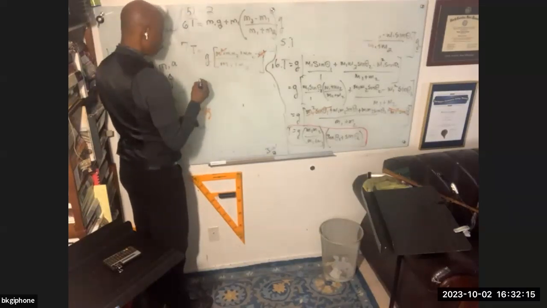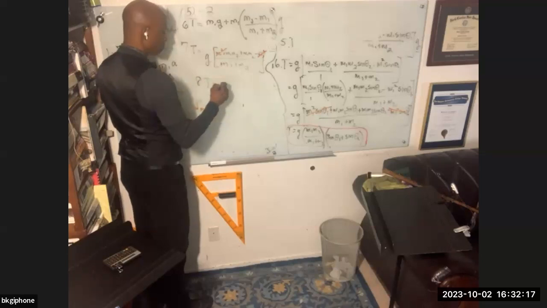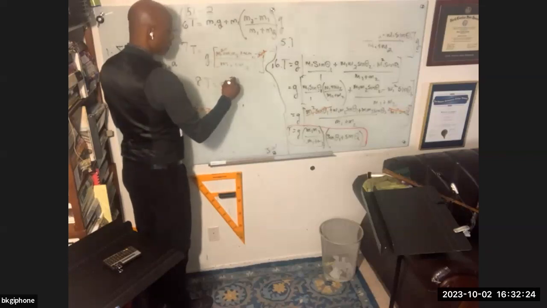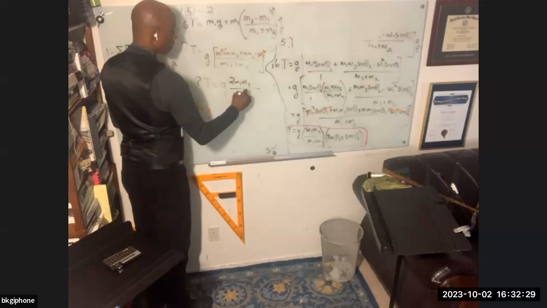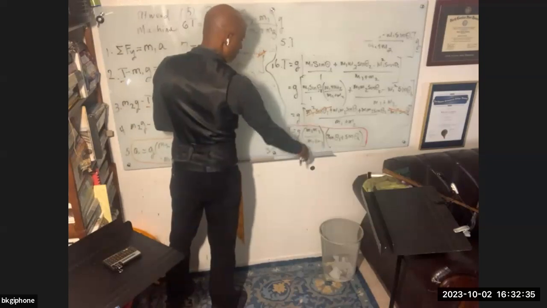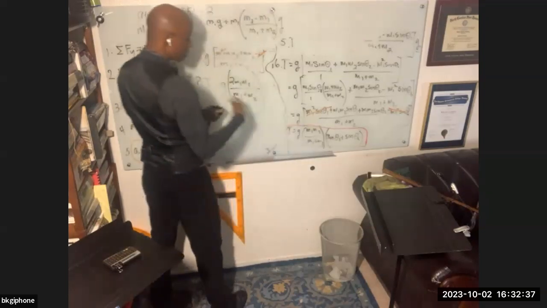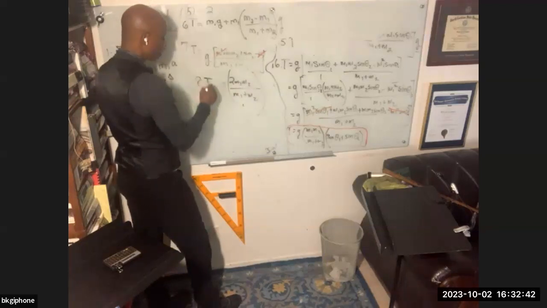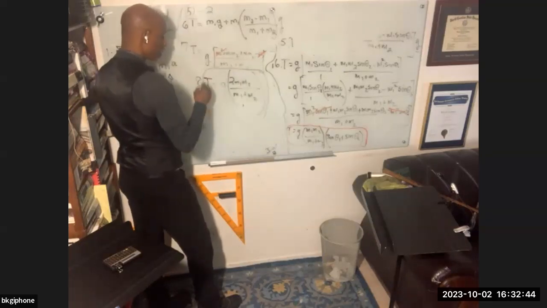So it becomes T is equal to G times 2 M1 M2 over M1 plus M2. So we keep seeing this whole factor of stuff, and it's always some version of that, or symmetry is related. But I think I made a mistake.